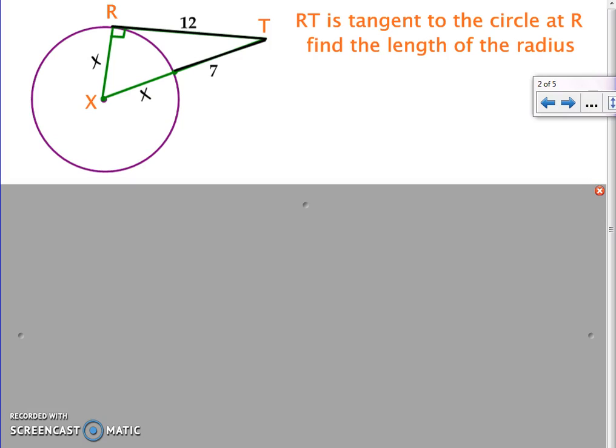What do we need in order to use SOHCAHTOA? We need an angle. Okay, we have the 90 degrees, but we don't have the other two angles, so we can't use SOHCAHTOA, but we can use the Pythagorean theorem.